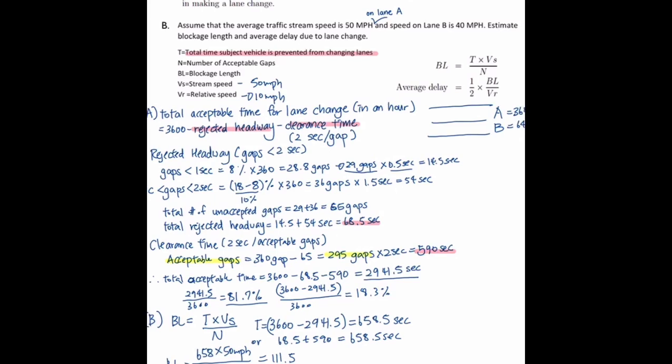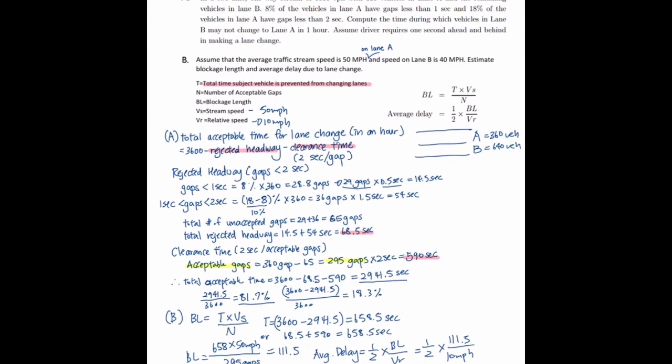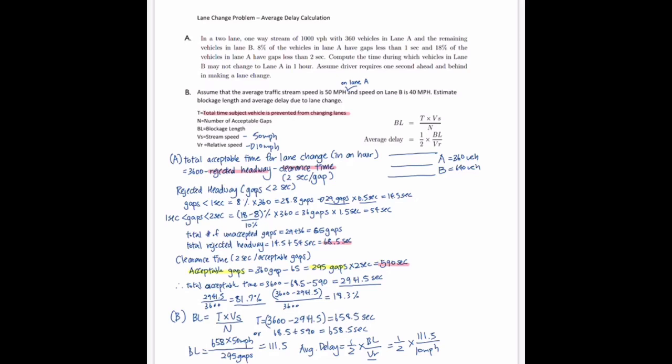And then I'm going to finally calculate the average delay. It is 1/2 times the blockage length divided by Vr, which is 1/2 times 111.5 divided by 10 miles per hour. Let me put this in the calculator. It'll be 5.58 seconds. So there is on average a 5.58 second delay per lane change.